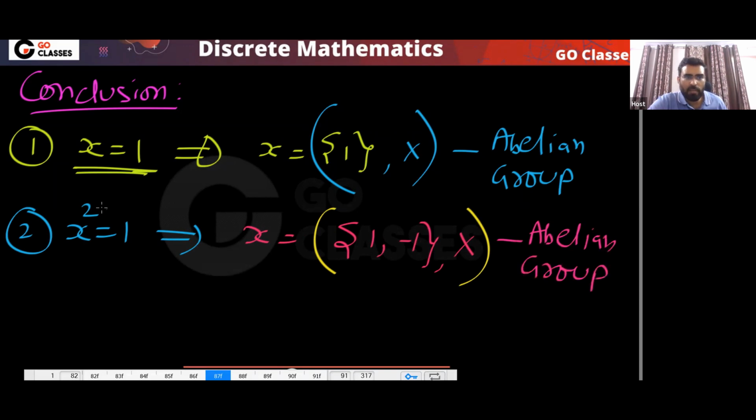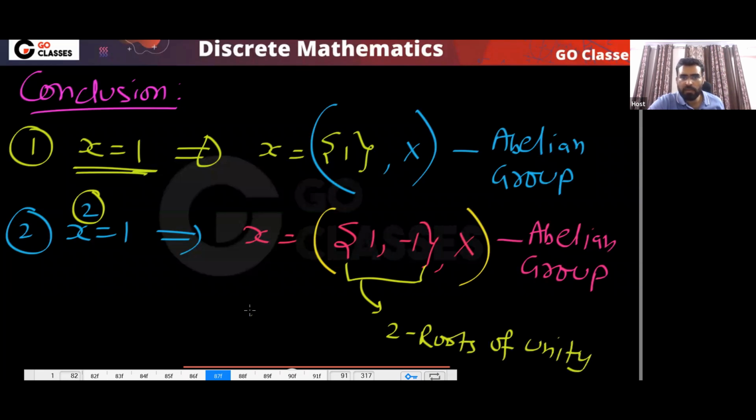Because of this equation, we call these two roots of unity. These are simply called roots of unity. So these are the two roots of unity. So this is also an abelian group.